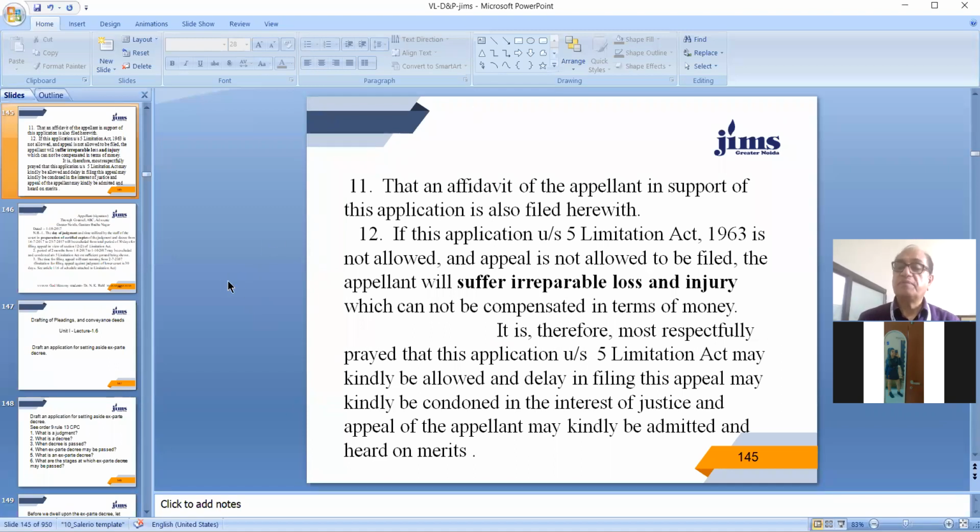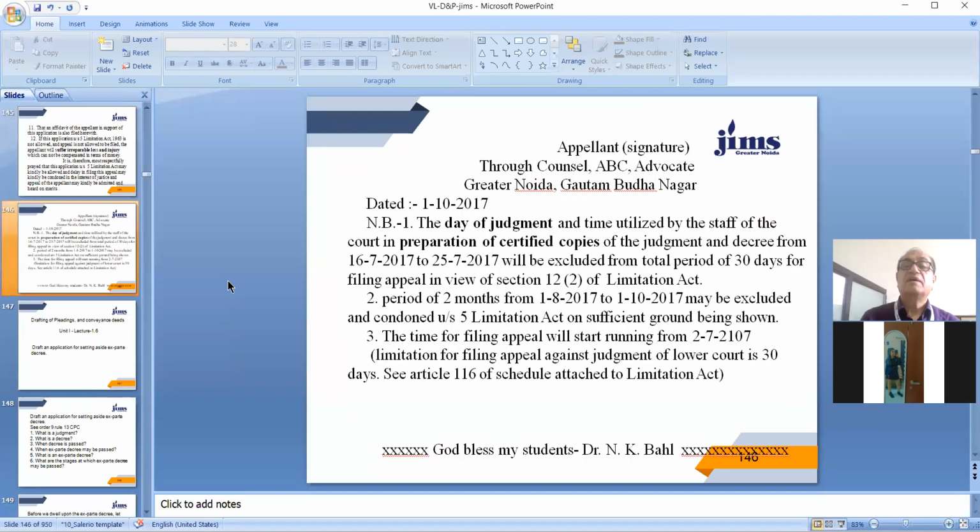Now the prayer clause: it is therefore most respectfully prayed that this application under section 5 of Limitation Act may kindly be allowed and delay in filing this appeal may kindly be condoned in the interest of justice, and appeal of appellant may kindly be heard on merits. Appellant will put his signatures there through counsel ABC Advocate of Greater Noida, Gautam Buddha Nagar. Date of filing this application is 1st October 2017.